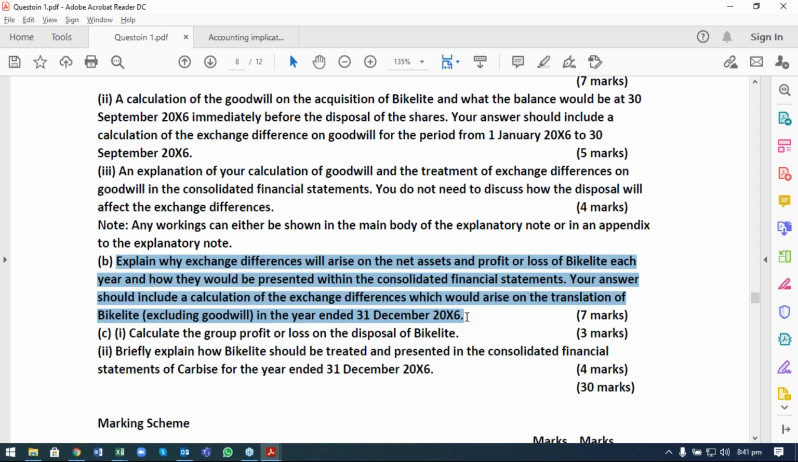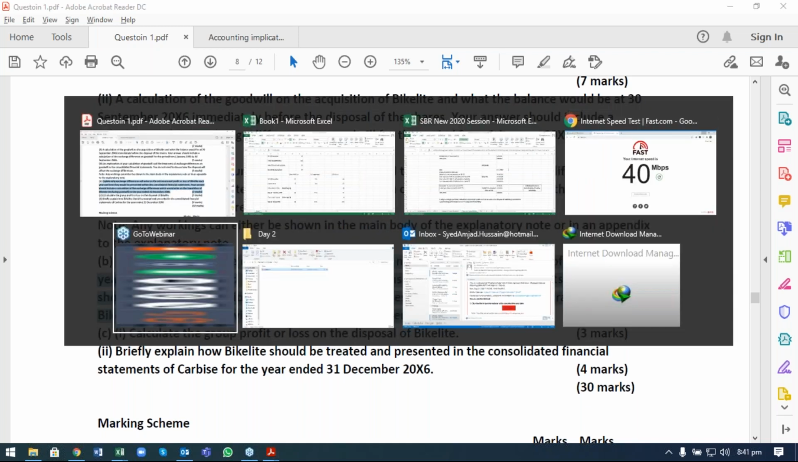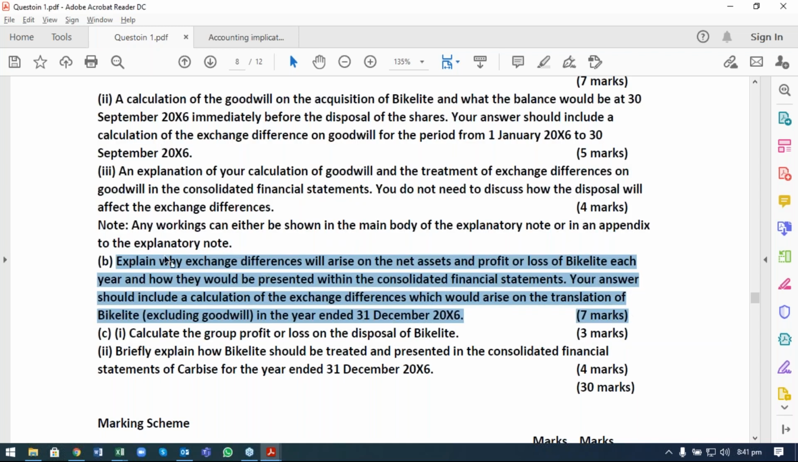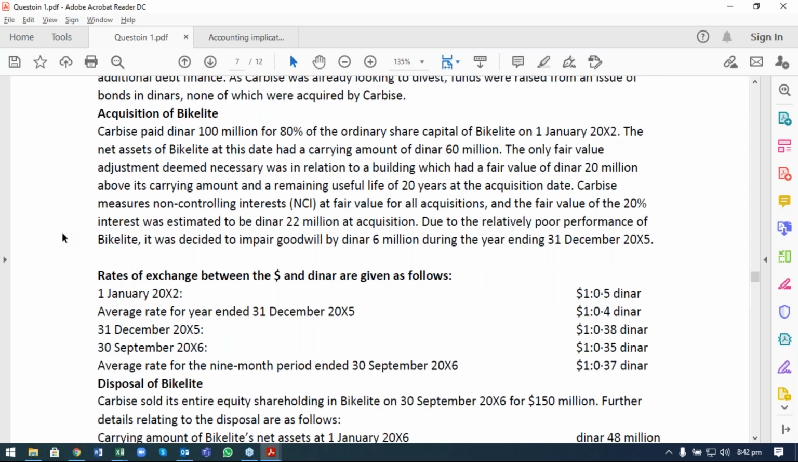Explain why exchange differences will arise on the net assets and profit or loss of Backlight each year and how they should be presented within the consolidated financial statements. Your answer should include a calculation of foreign exchange differences which would arise on the translation of Backlight excluding goodwill. So in this case, you're not supposed to calculate the goodwill foreign exchange, because you have already calculated it. You need to make sure what is the foreign exchange gain or loss that should be reported on net assets of the subsidiary and profits of the subsidiary. So if I'm looking into the net assets of the subsidiary, I believe those net assets were given within the question.